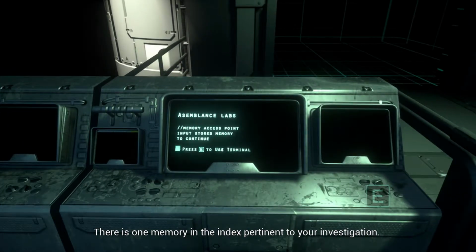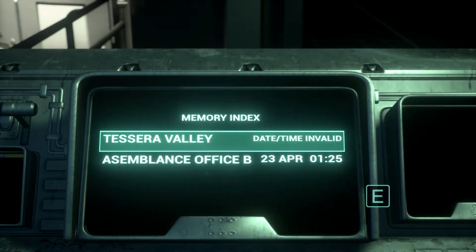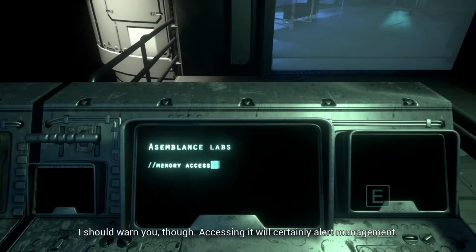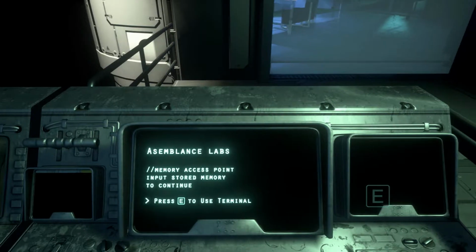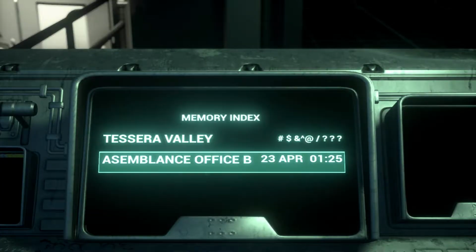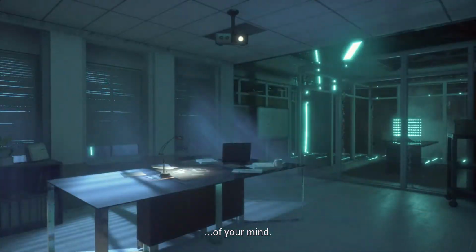There is one memory in the index pertinent to your investigation. I should warn you, though, accessing it will certainly alert management. And result in an immediate re-evaluation of your mind.